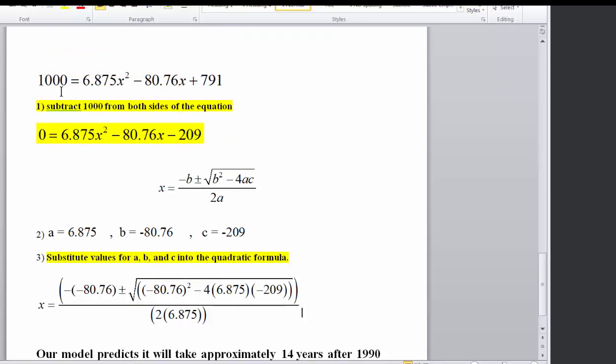And again, we solved this equation to come up with that answer, right? We knew the number of deaths was 1,000. We had to solve this for x or for t to come up with the number of years after 1990 to get to this 1,000. In the next video, we'll try another problem where we'll solve using the quadratic formula.